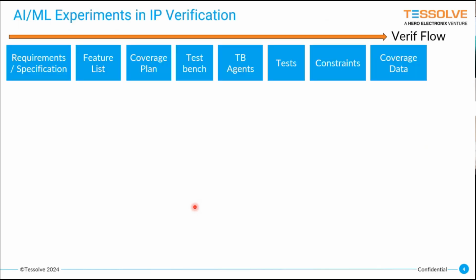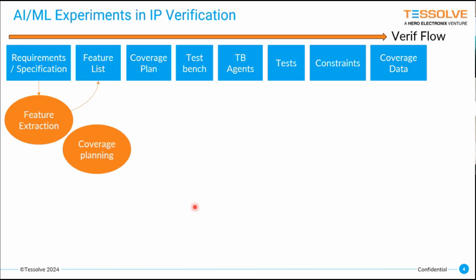So if we look at our IP verification flow, this is IP. We're doing something very different on SOC, but you can see this is pretty standard. We take a requirement specification, and from that, we can generate a feature list. From that, we will generate our coverage plan, the functional coverage plan. This is not a code coverage plan, this is a functional coverage plan.